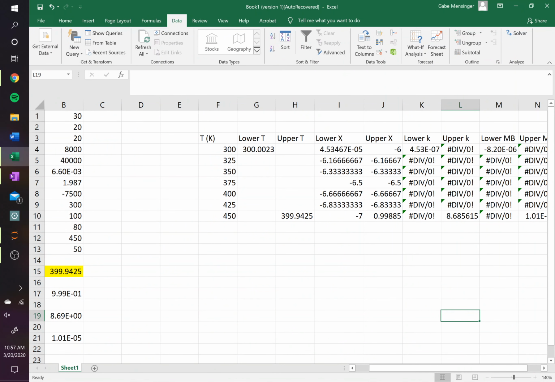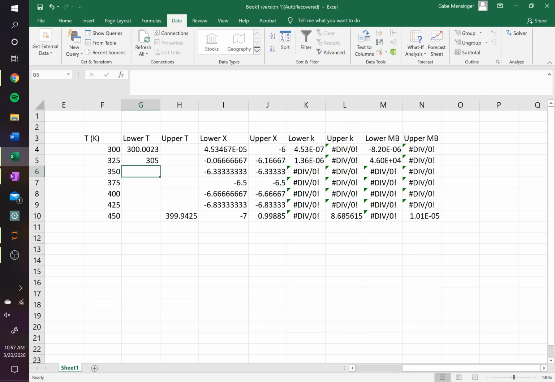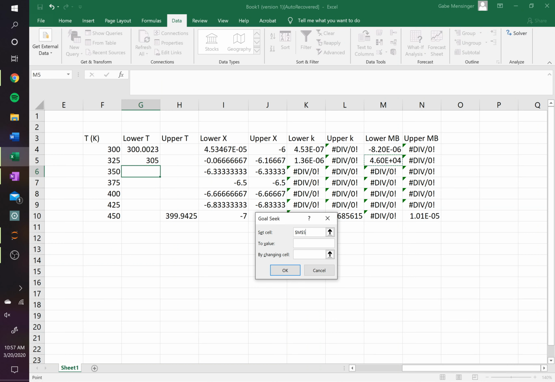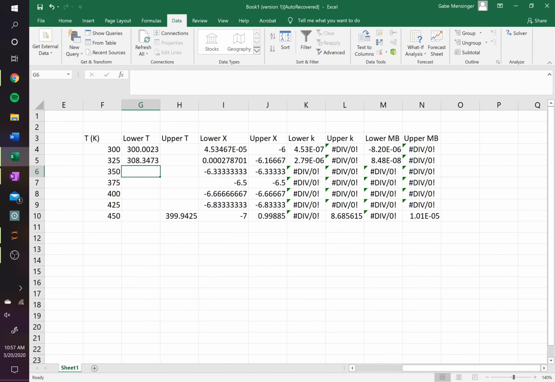Okay, so I'm trying to think of the best way of telling you to do this, because honestly, I can't think of a much better way. So in this case, you're going to have to pick a guess. So let's do this one. I forgot what the answer was, but let's try that. So we go to goal seek. All right, so there's the answer on that one.